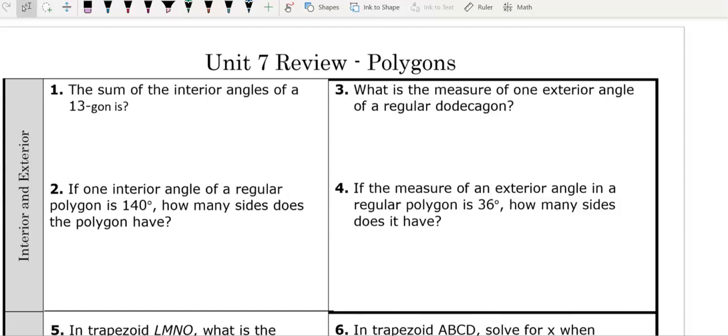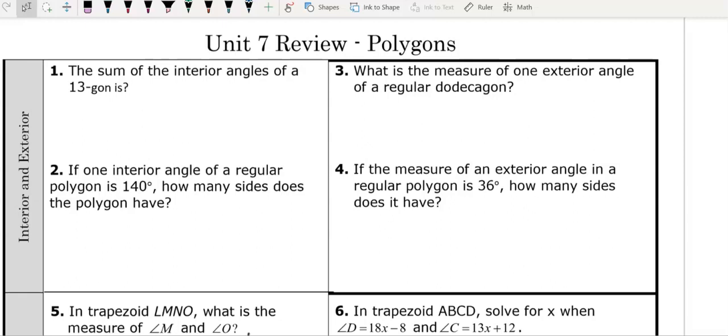Okay, welcome to Unit 7 test review over polygons. Number 1, interior and exterior. This question is asking the sum of the interior angles for a 13-gon. When a shape is called a number and then gon, that instantly tells us that n is 13. And just as a reminder, n represents the number of sides on a polygon.